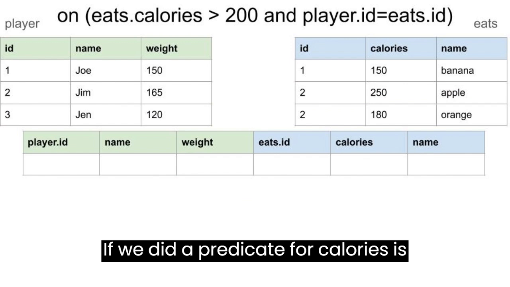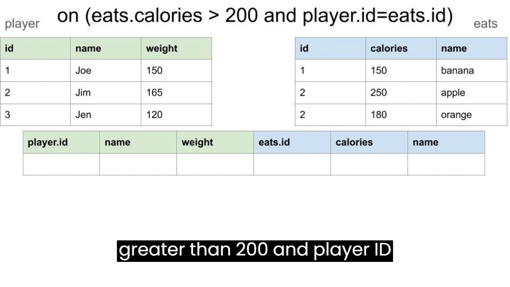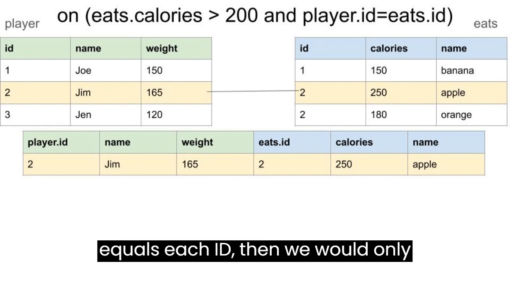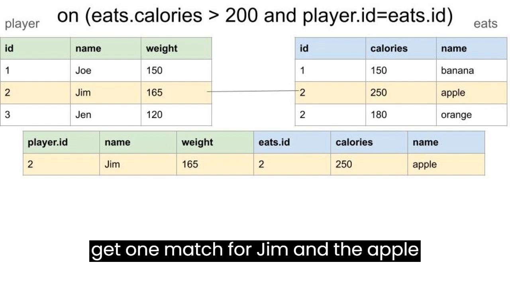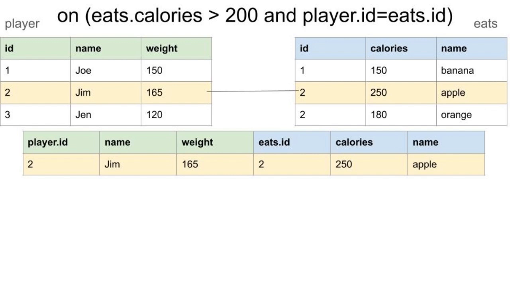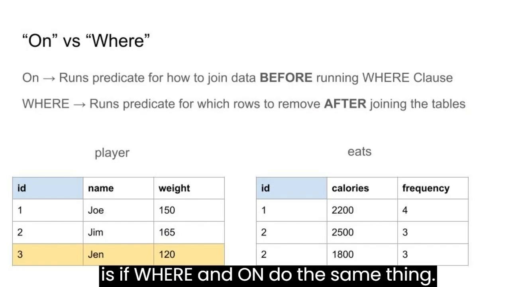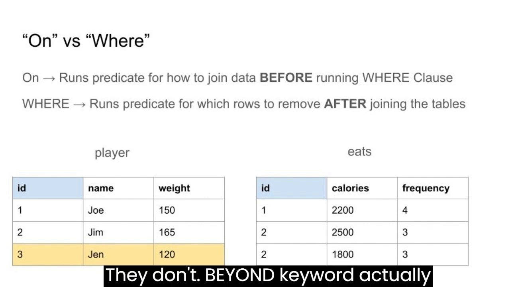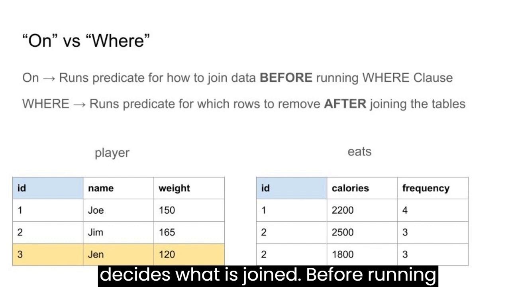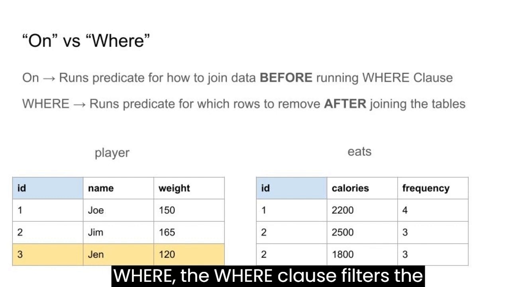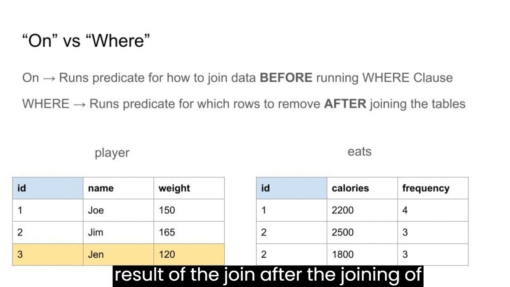If we did a predicate for calories is greater than 200 and player ID equals eats ID, then we would only get 1 match for Jim and the apple. Now, one question that oftentimes comes up is if WHERE and ON do the same thing. They don't. The ON keyword actually decides what is joined before running WHERE. The WHERE clause filters the result of the join after the joining of the tables.